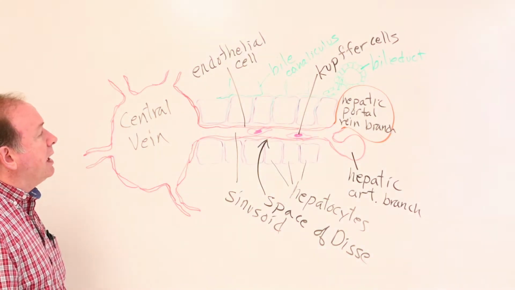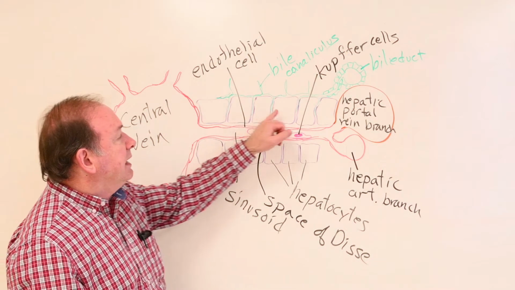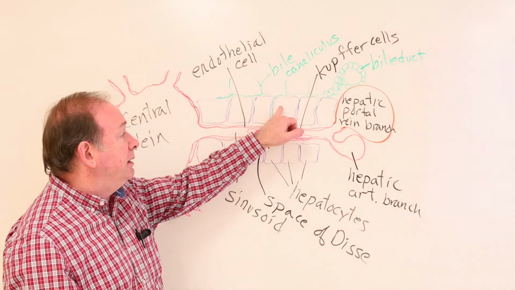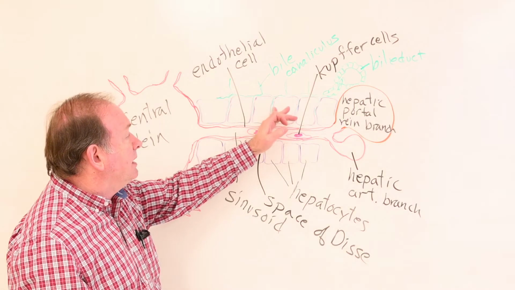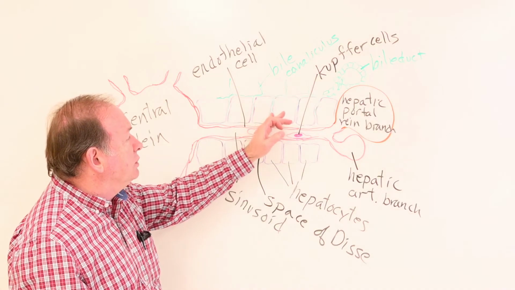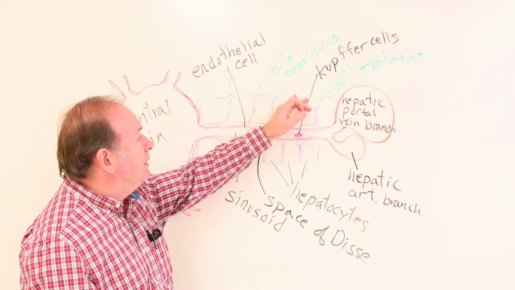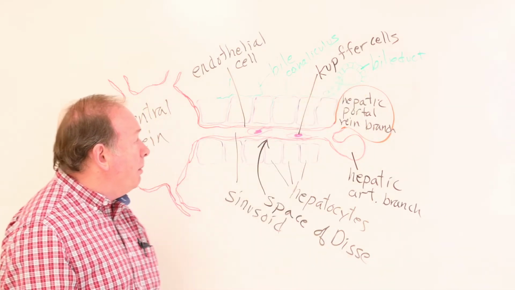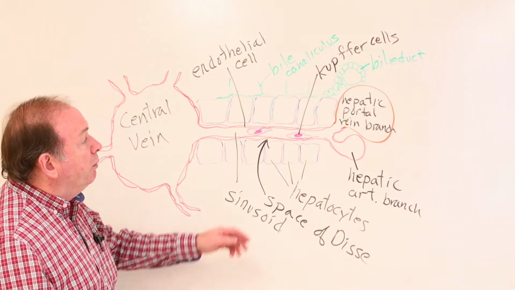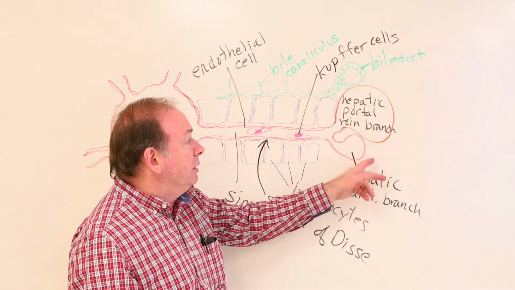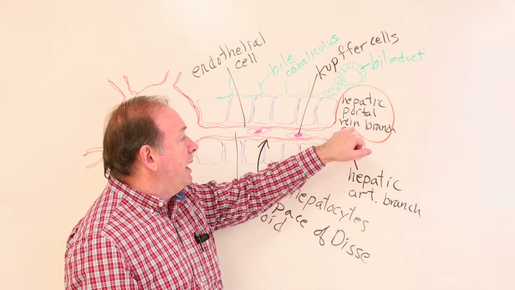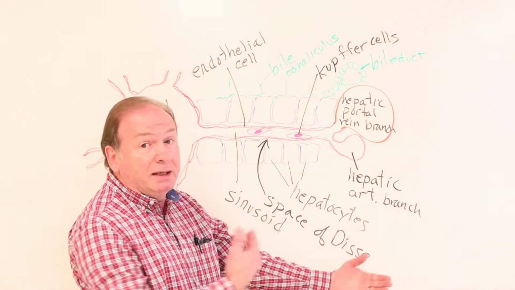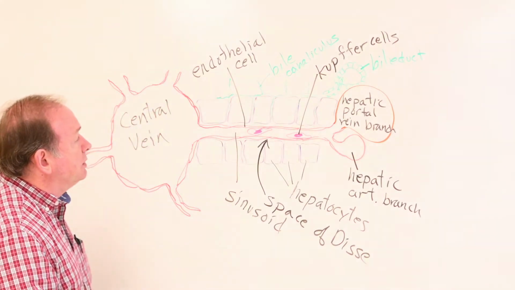It's fairly porous, and so in that space of Disse you have a lot of blood fluid being exposed to the hepatocytes. The hepatocytes make bile as part of their physiological function and secrete that bile into tiny little passages that go between the cells and eventually collect and head toward the bile ducts. So the movement of fluid in the bile duct is out, the movement of blood through the hepatic artery and the hepatic portal vein is in along those pathways we talked about.